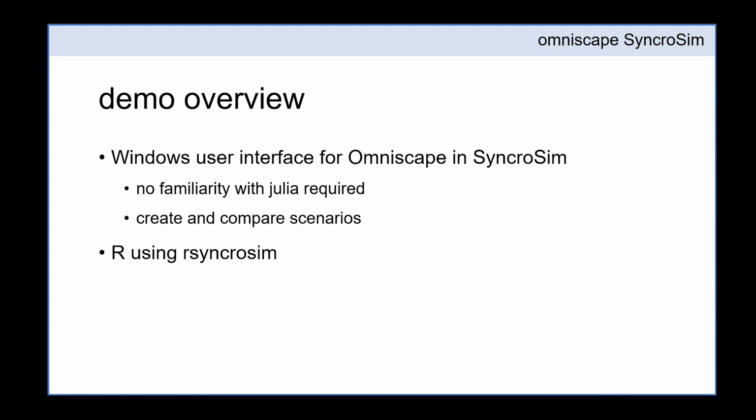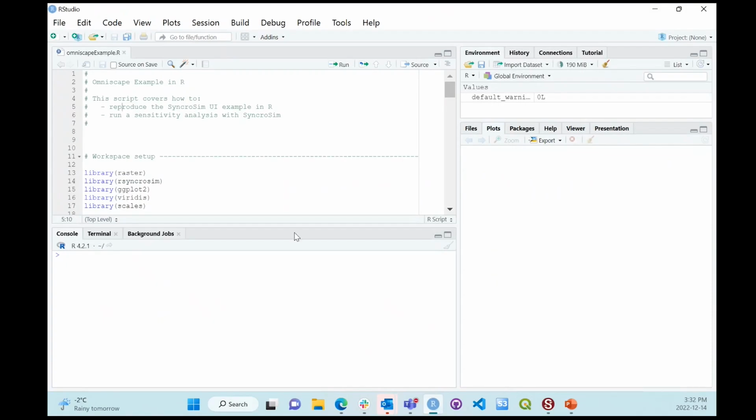On the second half of the demo, we'll switch over to R to talk about how to interact with SyncroSim using an R package called rsyncrosim. That allows you to create reproducible workflows and to create and run multiple scenarios in the spirit, for example, of a sensitivity analysis. So I'm going to switch over to R.